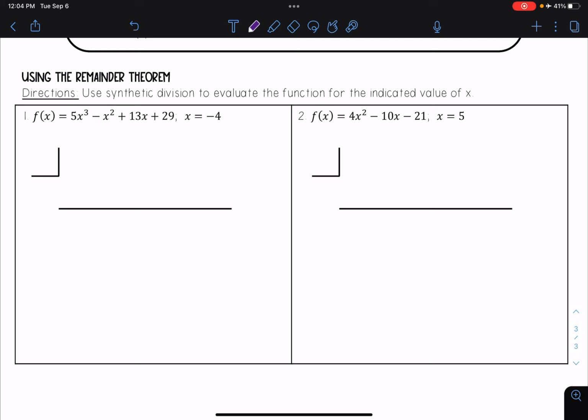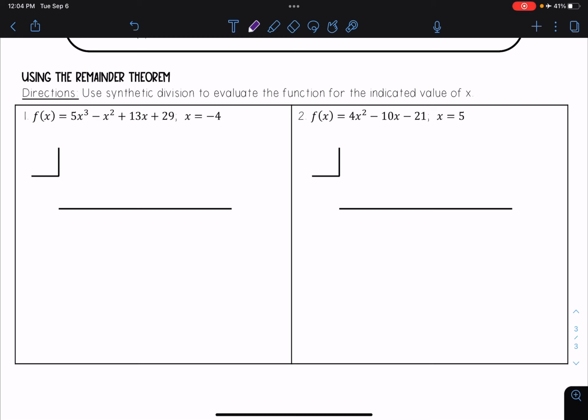How we would have done this normally is we would have plugged x equals -4 into the function. So I would have had f of -4 is equal to 5 times -4 cubed minus -4 squared plus 13 times -4 plus 29. However, we have a lot of numbers going on here, really easy to make a mistake. So the remainder theorem gives us a quicker way to evaluate that using synthetic division.